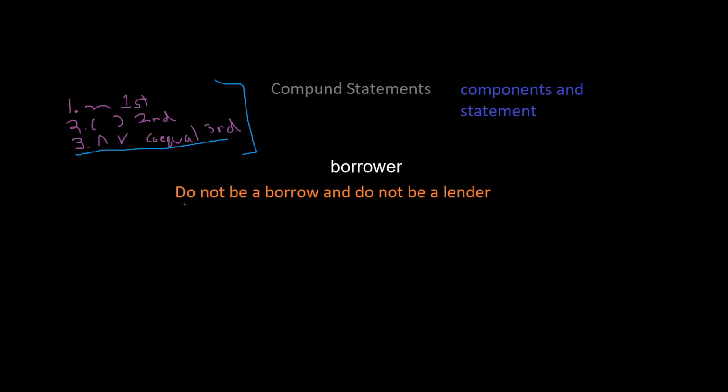So we have the statement that says, do not be a borrower. And that's going to be a P, right? And then we have a statement that says, do not be a lender. And of course, that's going to be Q. So finally, we have what we like to call a conjunction. And here we have our conjunction. And you remember how it's spelled? It's spelled as AND. So we got our P and Q.